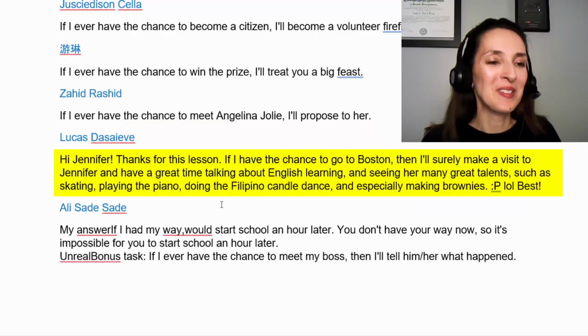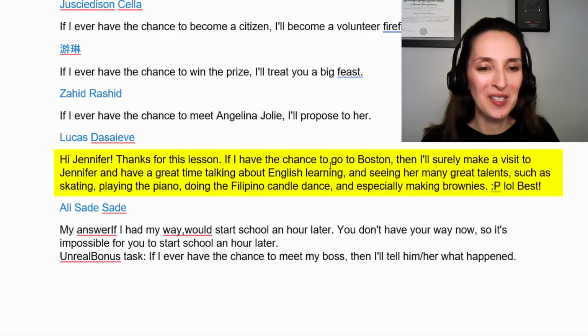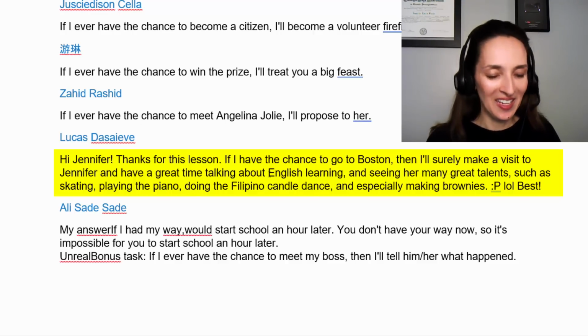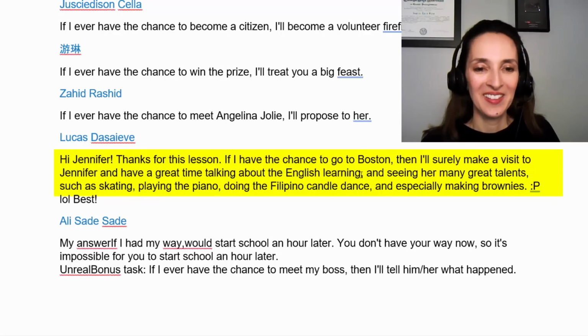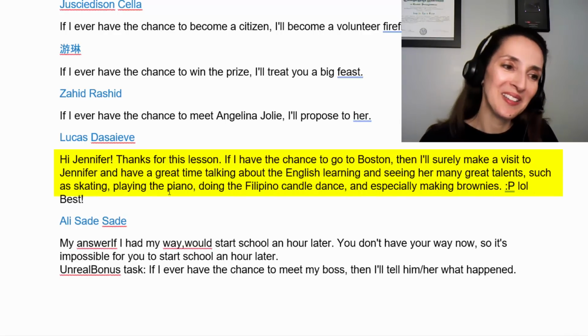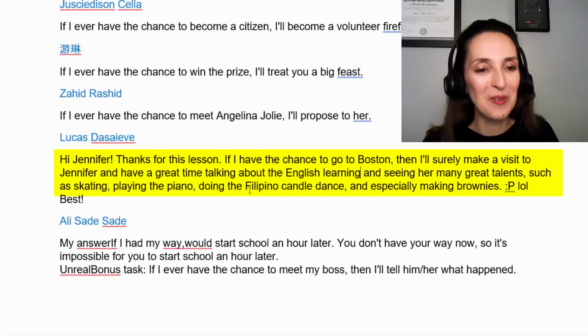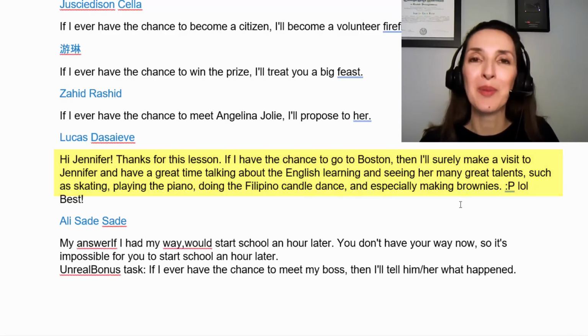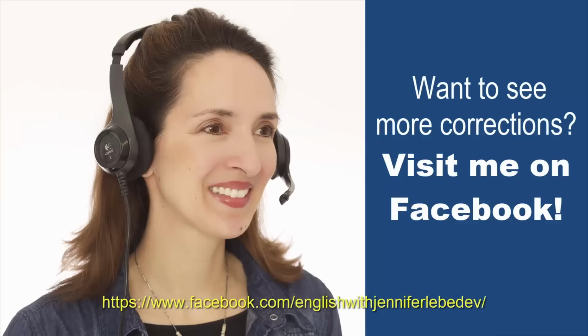And Lucas is here with his example. He wrote, if I have the chance to go to Boston, then I'll surely make a visit to Jennifer and have a great time talking about the English language and seeing her many great talents, such as skating, playing the piano, doing the Filipino canto dance, and especially making brownies. I would make brownies for you, Lucas. If you'd like to see more of my corrections to student examples, then visit me on Facebook. Thank you to everyone who posted an example.